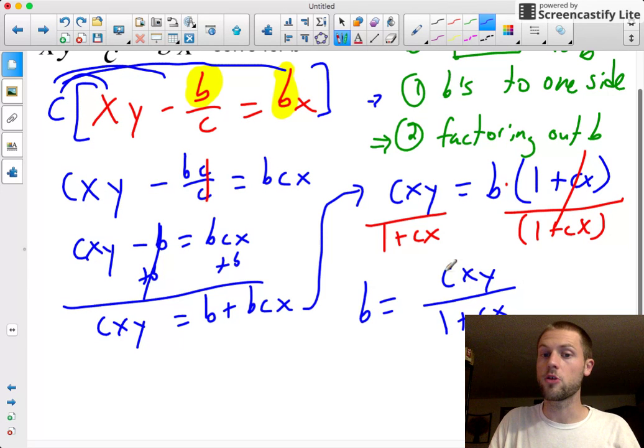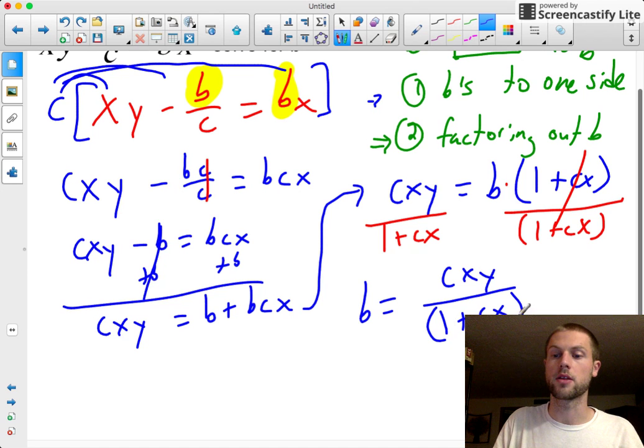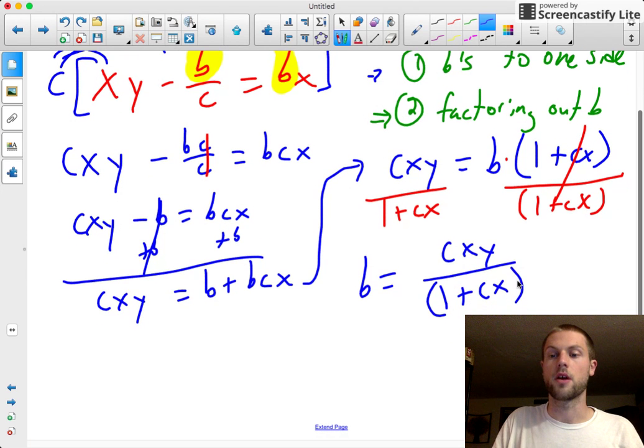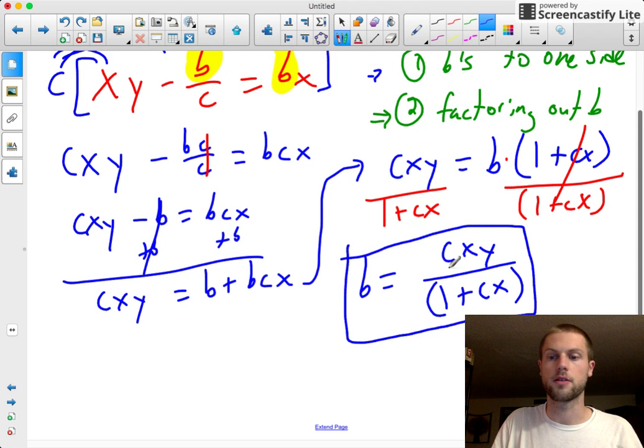Now, if you're thinking that you might want to cancel the c or the x, be careful of this. This is an entire quantity, so I can't get inside of this quantity and start canceling things out since I'm adding these terms together. Only if I were multiplying these things could I cancel any of these out, but this is one quantity in the denominator, so I'm going to have to leave it just like that. And there you have it.